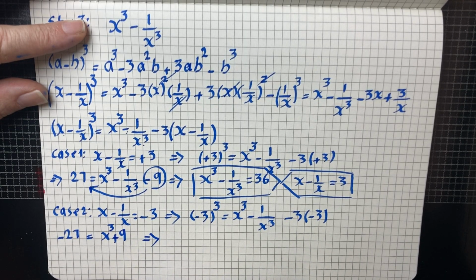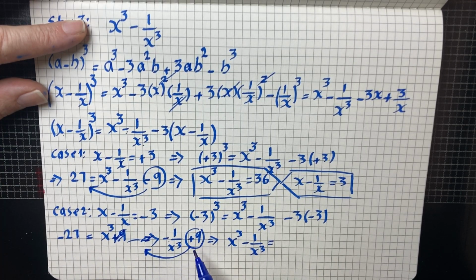So from this we can get the result: let me compute, x cubed minus 1 over x cubed plus 9. Okay, from this we can get the result that x cubed minus 1 over x cubed is going to be negative 27. This positive 9 goes to the left-hand side. It is going to be negative 9. Negative 27 minus 9 is going to be negative 36.